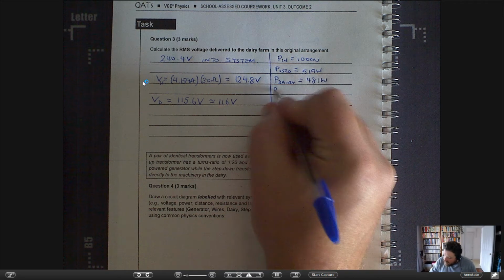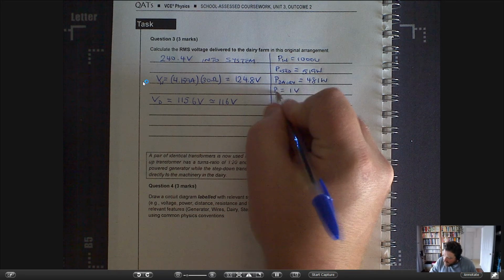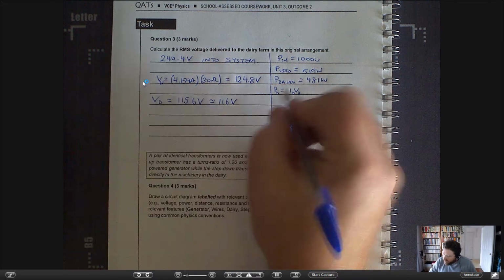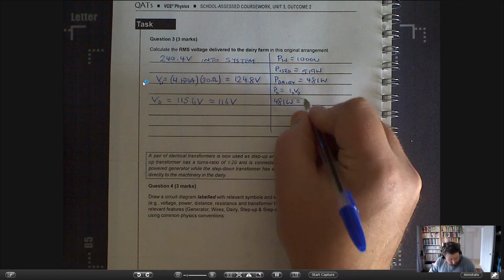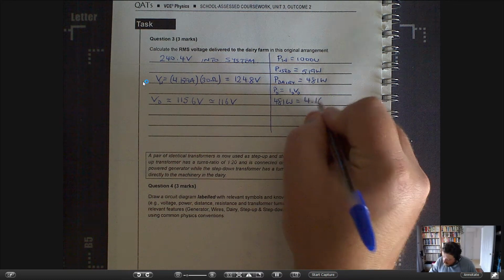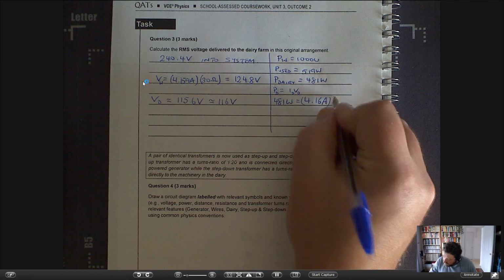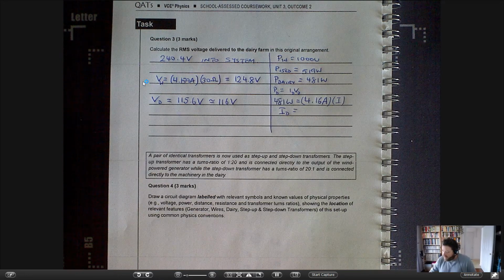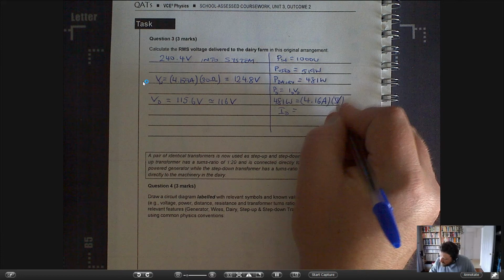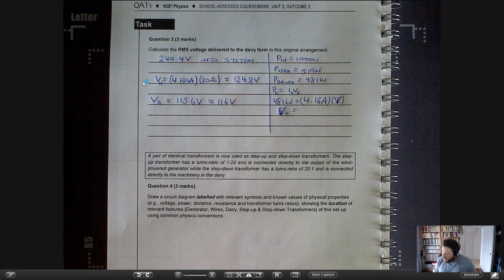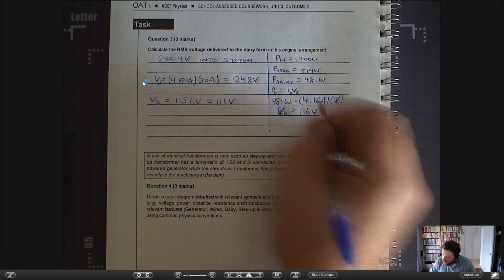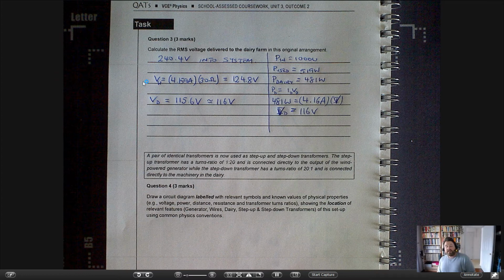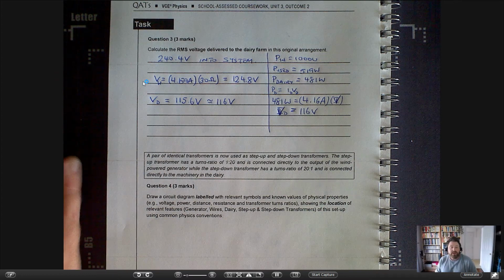We could then say, okay, well, that's equal to IV. So P dairy equals I dairy, V dairy. And we could say 481 watts equals 4.16 amps times some unknown voltage. And our unknown voltage is going to be, do this division, you're going to get around about 116 volts as well. So it doesn't matter whether you do this with a power's-eye view or a voltage-eye view. It works out the same either way.